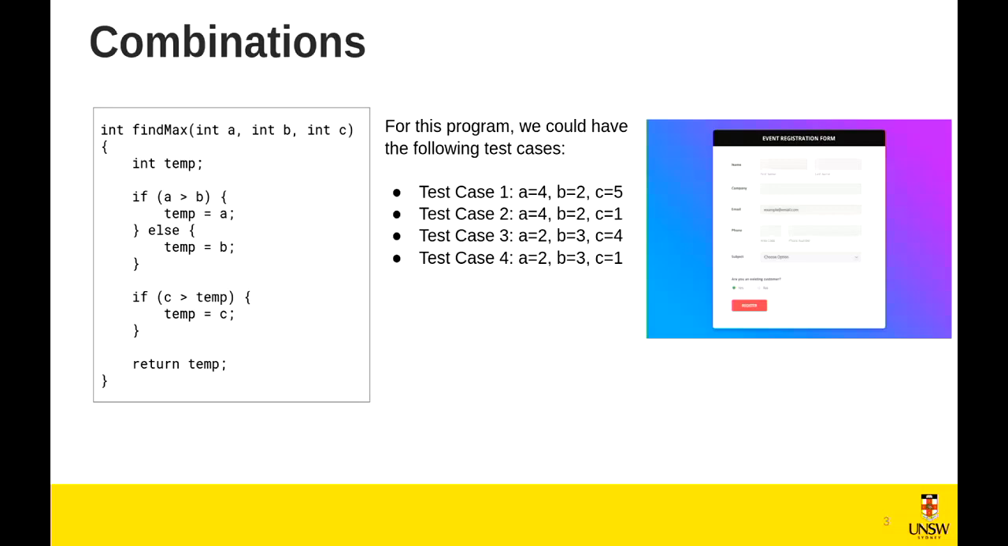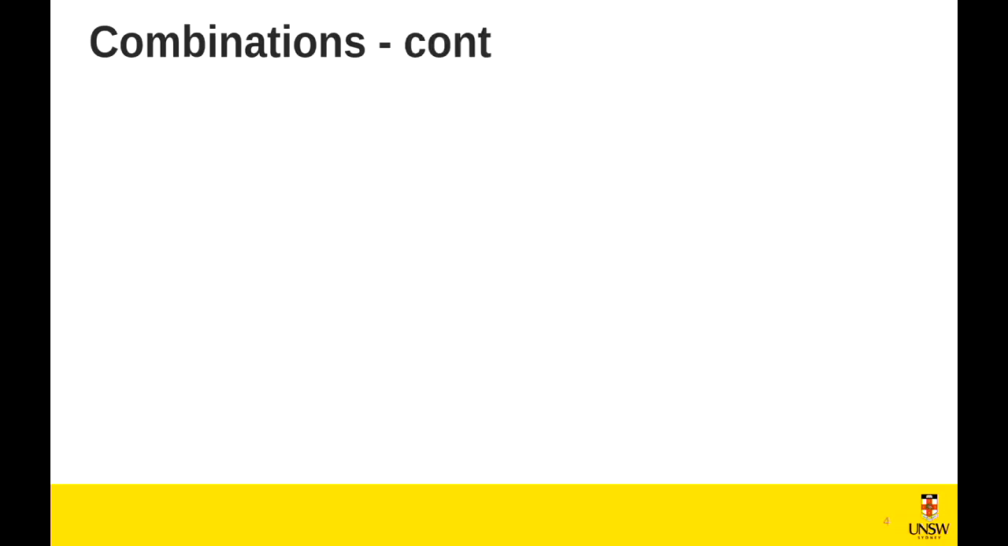And similarly, most of the programs nowadays have a graphical user interface. For example, if we want to test a registration form, the inputs could be text, could be some options, and for this form, we could test the combination of all these different input parameters. So the first thing we can combine are the input parameters.